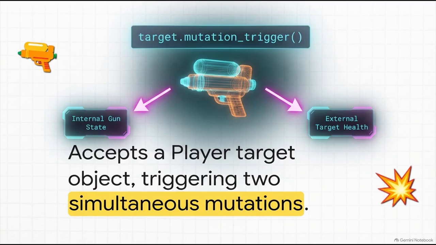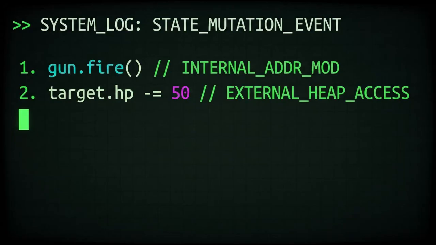This allows the calling object to literally reach out across memory addresses and directly interact with its opponent. We aren't just managing our own internal inventory anymore. We are dynamically interacting with a broader world. Inside this shoot method, two very distinct state mutations are happening at the exact same time.